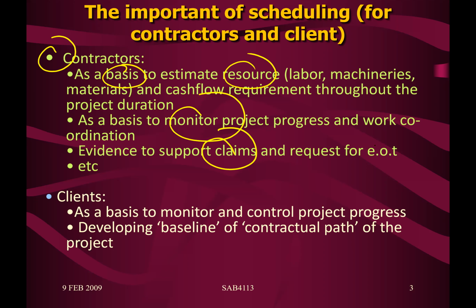Evidence, support, and request of EOT. Okay, let's say you are running late, and then you want to request extension of time, EOT, extra time. Do you think the client will just simply give whatever you ask? No, it is not as simple as that. The client will evaluate where the delay happened and what could be the causes of delay. And the client will only entertain when the causes of delay are caused by the client or the client representative. If the delay is caused by the contractor themselves, then there is no way the contractor is going to get the extension of time. And then claim.